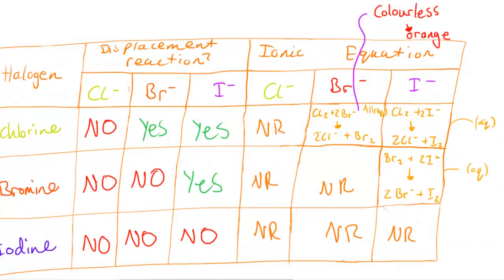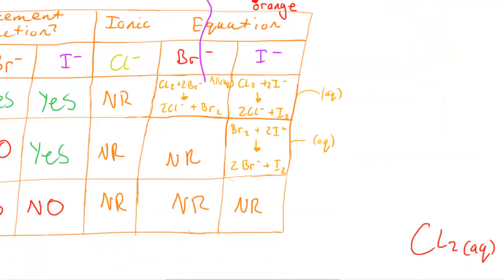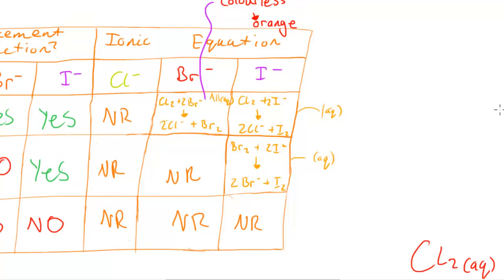Now when we take a look at this next reaction, chlorine and iodide reacting to produce 2Cl minus and I2, the color change goes from colorless, because Cl2 is colorless, to the color which iodine is in solution, which is brown. So it goes from colorless to brown.